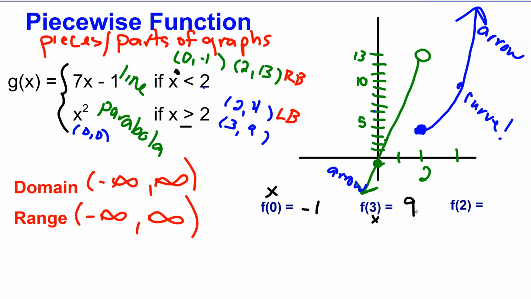And then f of 2 is going to go into this equation because this includes the 2, this doesn't include the 2. So that's going to be 2 squared, which is 4. So you got to be careful which one is the correct equation that you want to put it into.